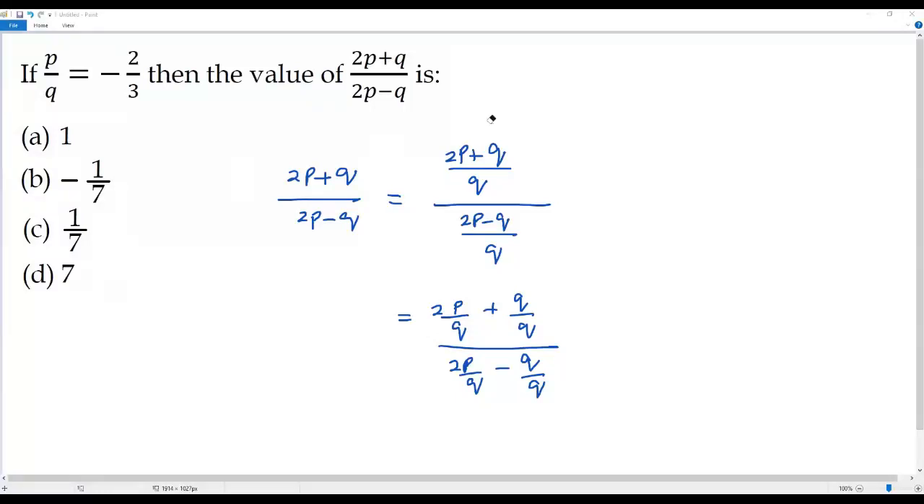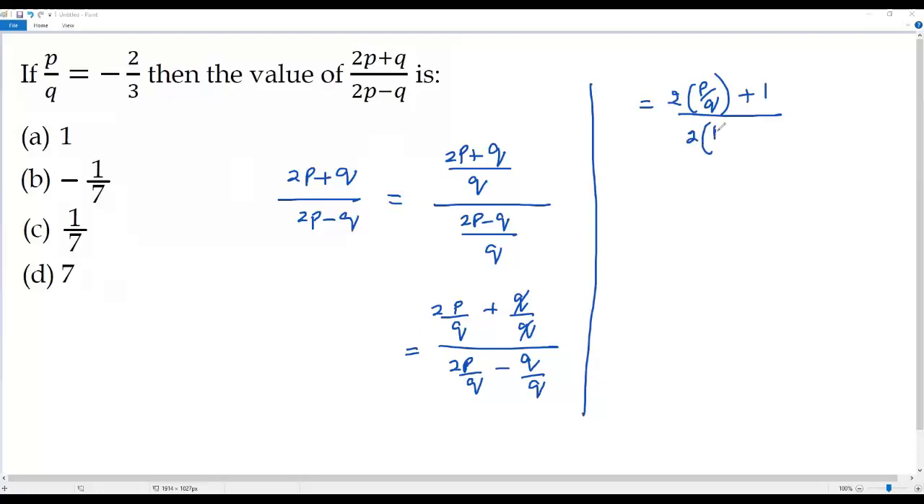Now let's do all possible simplification over here. 2P over Q can be written as 2 times P over Q, plus, this Q will cancel out, I'll be just getting 1. And in the denominator, the same thing, 2 times P over Q, and this Q will cancel out, I'll be getting negative 1.